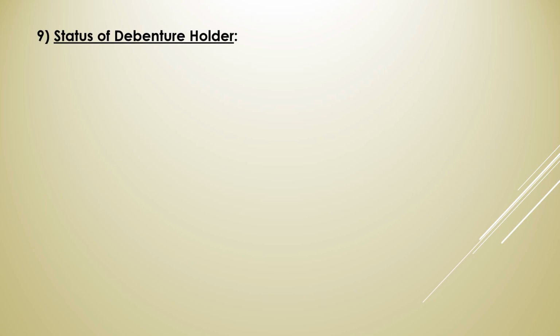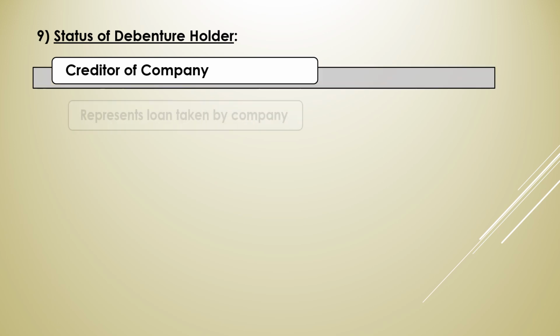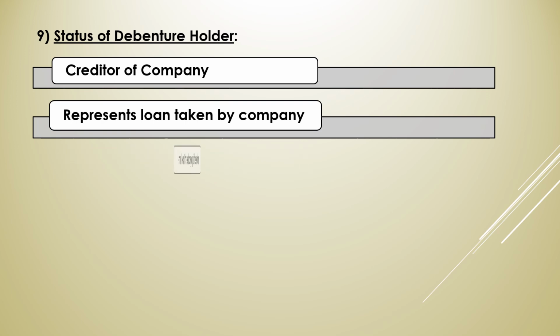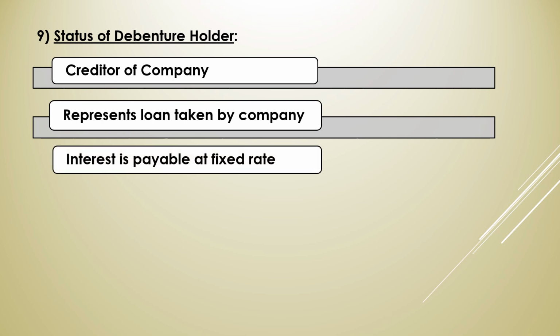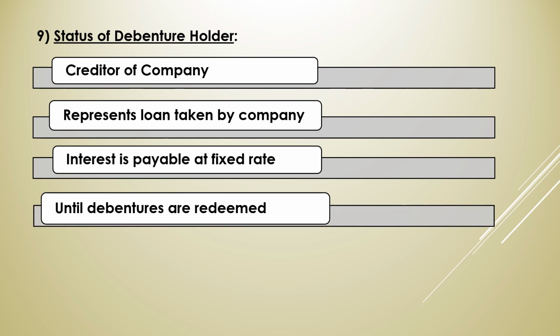Let us now move towards the ninth feature, which is status of debenture holders. Debenture holders are called as creditors of the company as they provide loan capital to the company. The company has to pay them interest at a fixed rate till the time the debenture amount are redeemed back to them. So, the debenture holders are considered to be the creditors of the company as they have provided the necessary loan amount to the joint stock company.